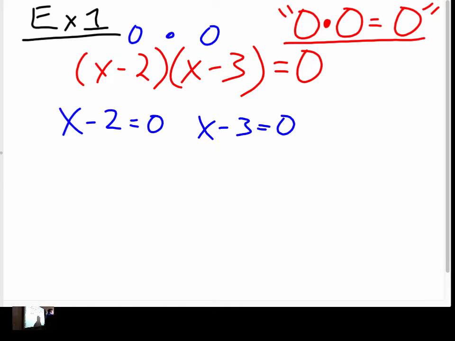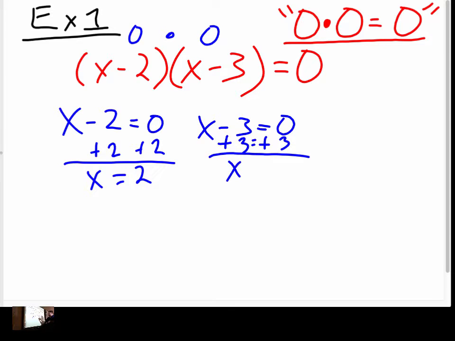Well, hold on. Don't get ahead of me. We started with the simple one, right? We're going to ramp up to it. But yeah, if we solve these out algebraically, if I add 2 to both sides, I get x equals 2. And over here, if I add 3 to both sides, I get x equals 3. Now, what that means is that when x equals 2 and I plug that into this equation, the first factor will equal 0. 0 times anything is 0. If I plug in 3, the second factor, x minus 3, will equal 0. And so the whole thing will equal 0.